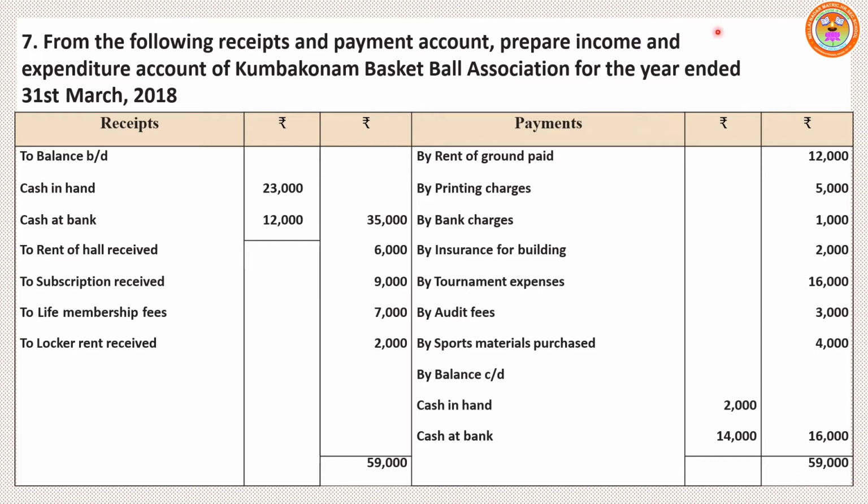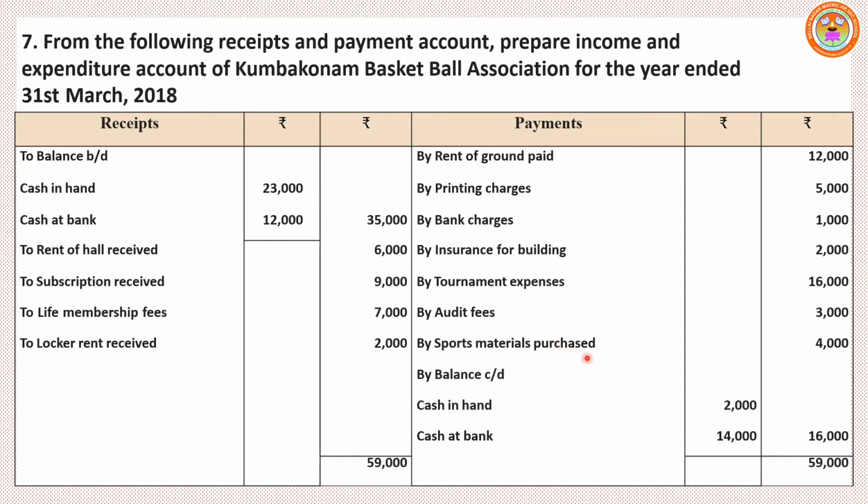Then move on to the payment side. Rent of ground paid is a revenue expenditure. Show it under the expenditure side. Printing charges are also recurring in nature, revenue expenditure. Bank charges, revenue expenditure, debit side. Insurance for building is also revenue expenditure, debit side. Tournament expenses, debit side, recurring in nature, revenue transaction. Audit fees paid are also a revenue transaction. Show it under the debit side, the expenditure side.